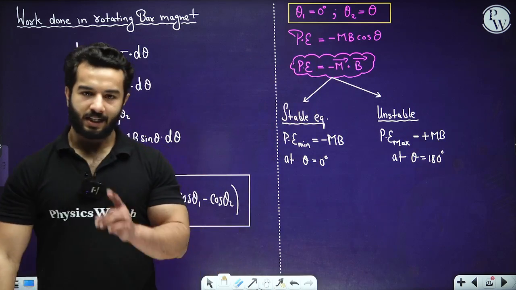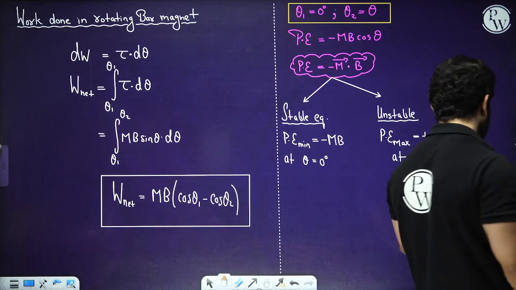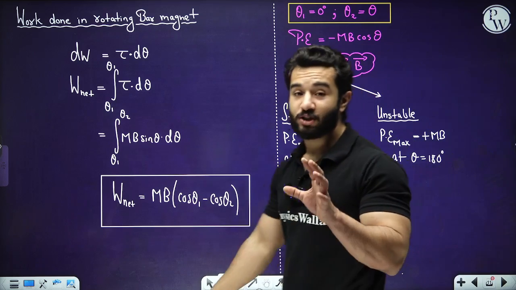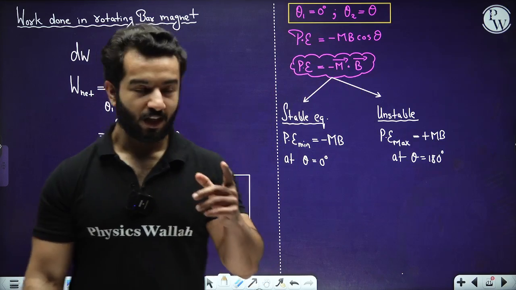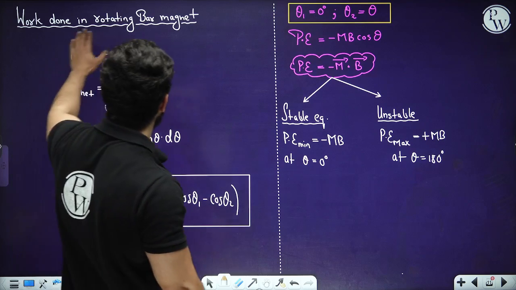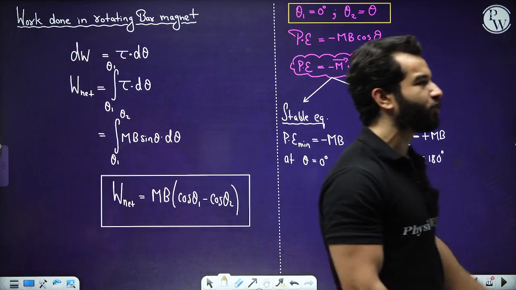Hopefully everything is clear till this point. Also, we are moving it very slowly, that's why we are not talking about kinetic energy. So this is a very important point, that this is the work done in rotating a bar magnet very slowly.